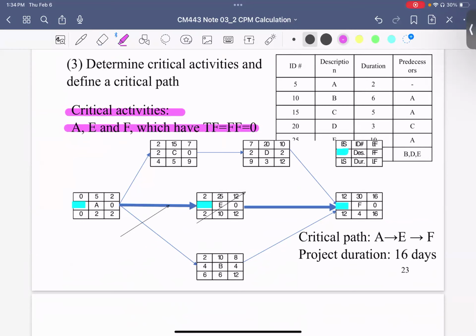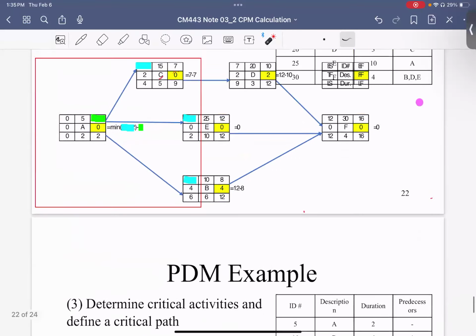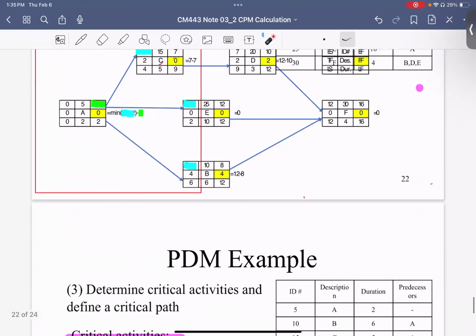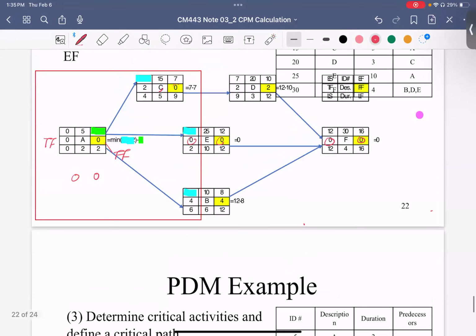So the critical activities are those whose total float is equal to their free float is equal to 0, right? So which one has TF equal to FF equal to 0? You will have A, E, and F. Those are total float, and those are free float. 0, 0, 0, 0, 0, 0. So those three are the critical activities.